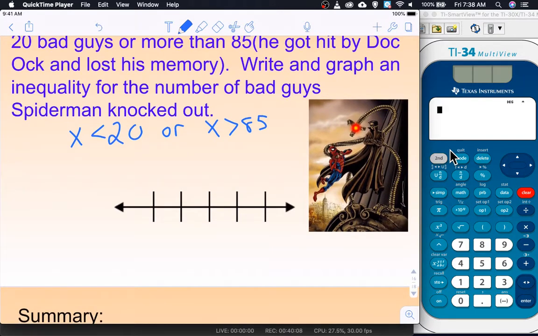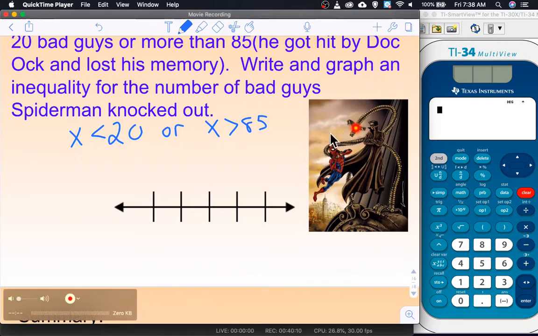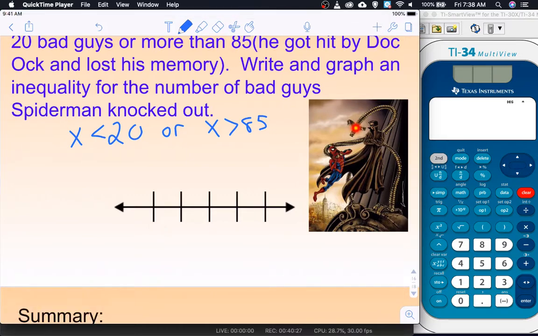So what scale do we need? Like 0, 10, 20, 30, 40. 10s isn't going to work. 0, 20, 40, 60, 80. 20s is not going to work, unless we put 20 on the edge, which is not horrible. I suppose we could. 20, 40, 60, 80, 100. It's probably better than counting by something like 40s, but it would work as well.